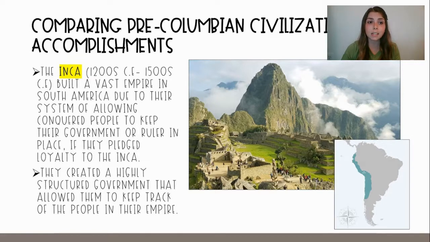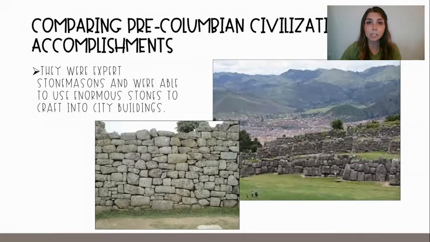They built a vast empire in South America due to their system of allowing conquered people to keep their government or ruler in place if they pledged their loyalty to the Inca. They created a highly structured government that allowed them to keep track of all of the people in their vast empire. And you can see there in the map where their culture existed down the coast of South America. They were expert stonemasons and were able to use enormous stones to craft into city buildings.